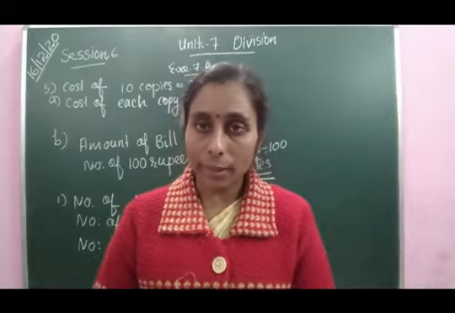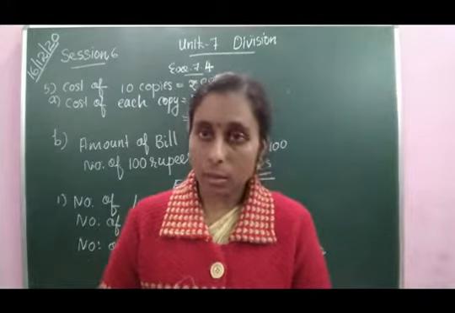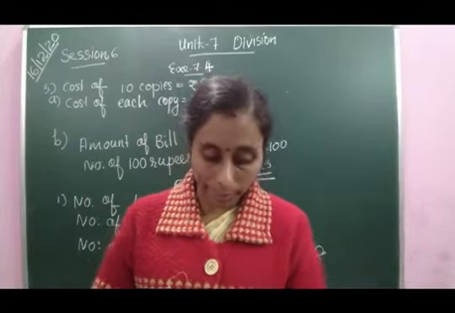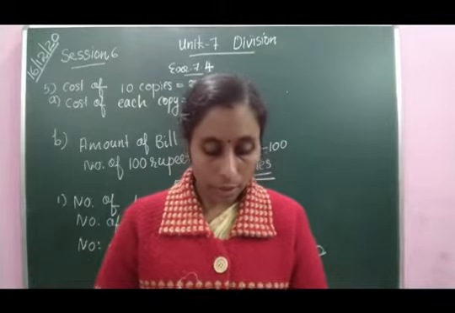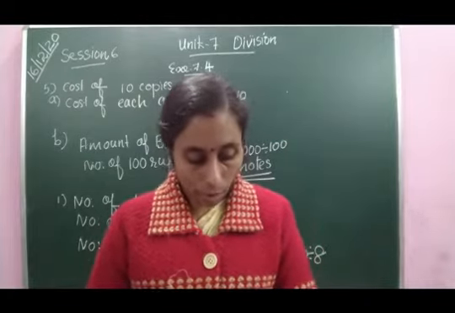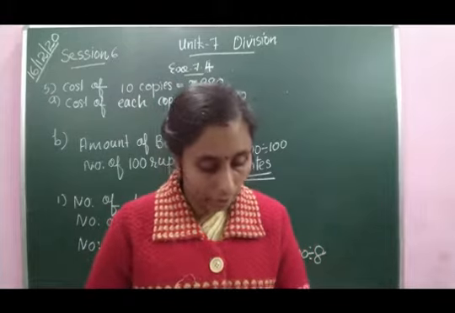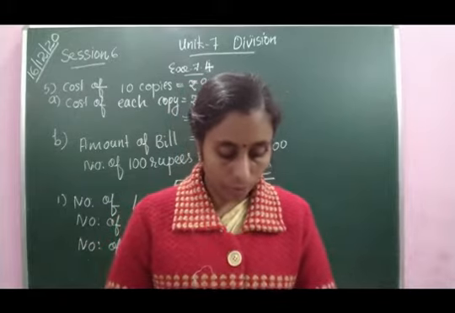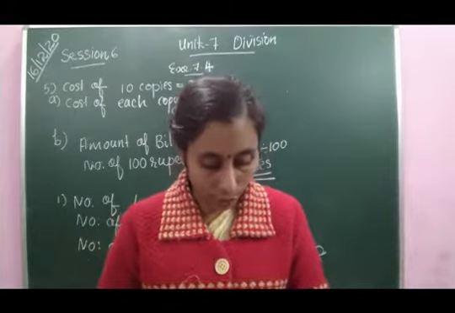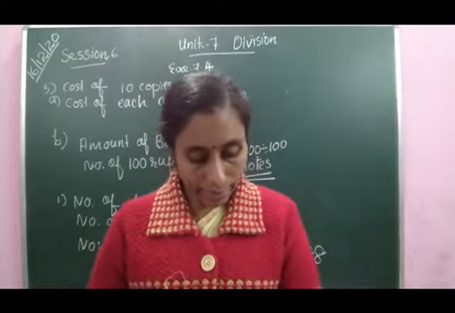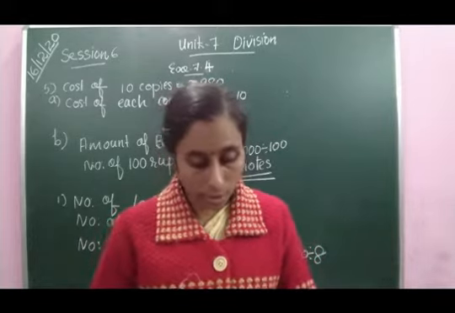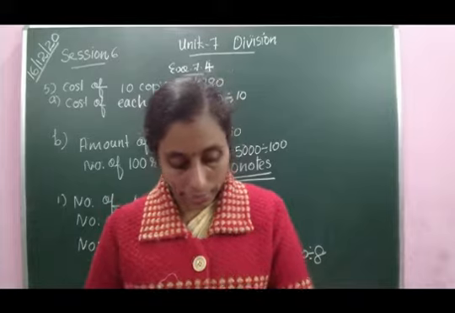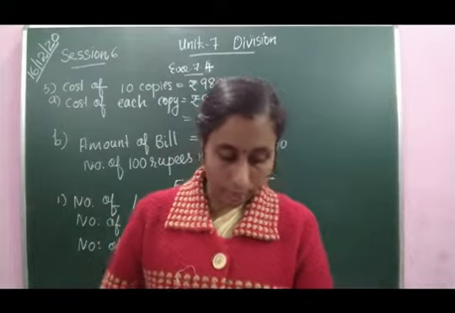376 divided by 10. Quotient is 37. Remainder is 6. 400 divided by 10. Quotient is 40. Remainder is 0. 8500 divided by 10. Quotient is 850. Remainder is 0. 3695 divided by 10. 369 is quotient and remainder is 5. 4932 divided by 10. 493 is quotient and 2 is remainder.